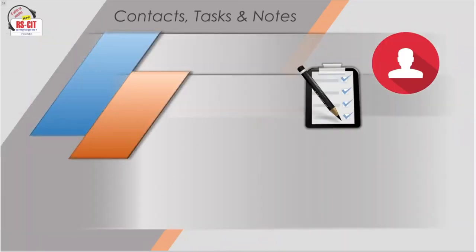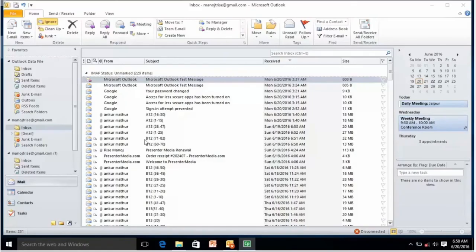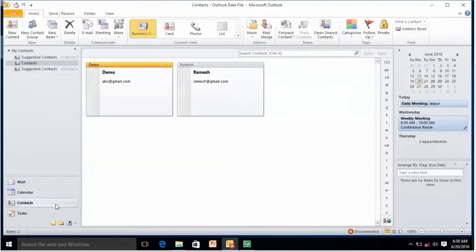Contacts, Tasks, and Notes. Contacts view is the central place for all your contacts in Outlook 2010. Maintaining a detailed contact list will make sending emails and scheduling meetings much easier. The Contacts View interface. To access Contacts View, locate and select the Contacts View tab in the lower left corner of the screen. Contacts View will appear.